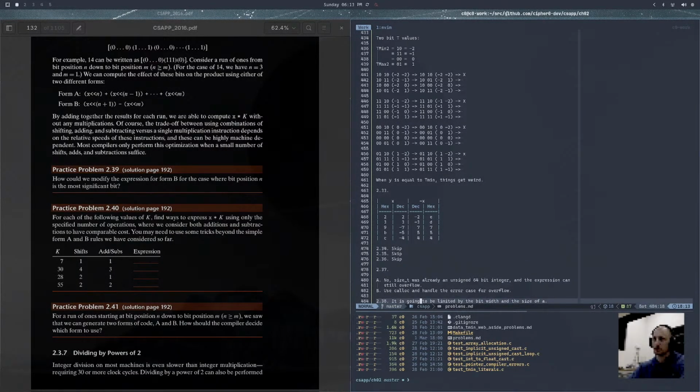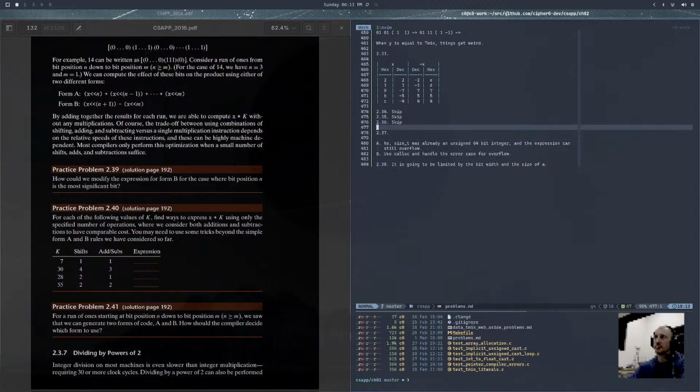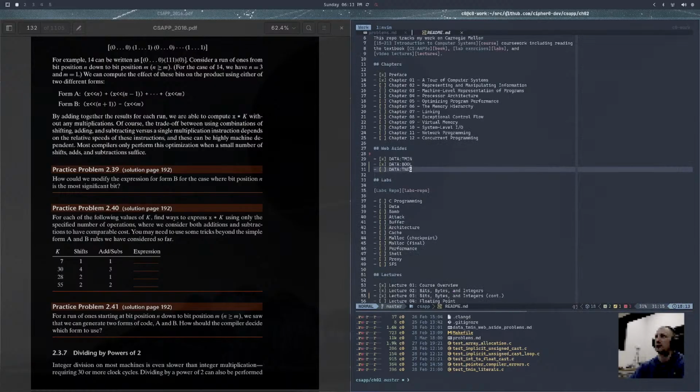So it's going to be 239, 240, 241, 9, 240, 241, and I'll go to readme. Say skip here.